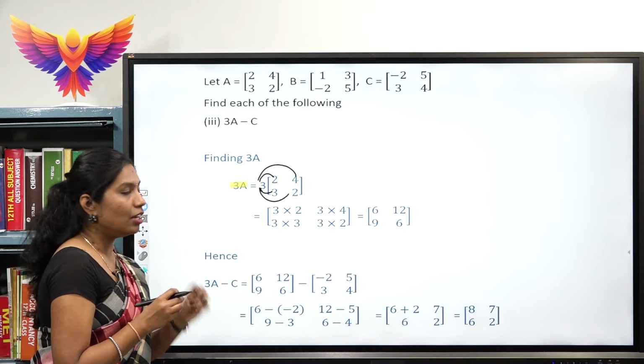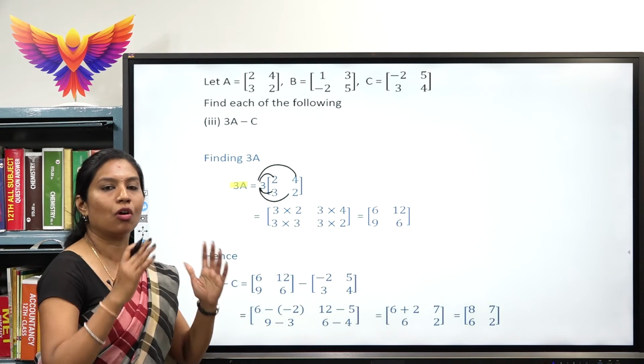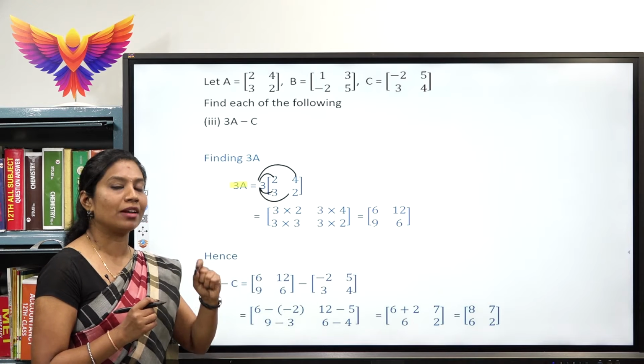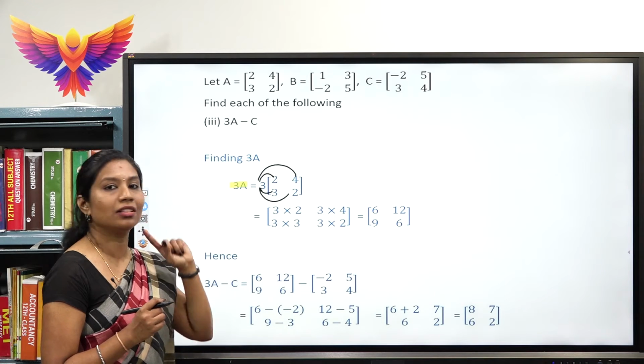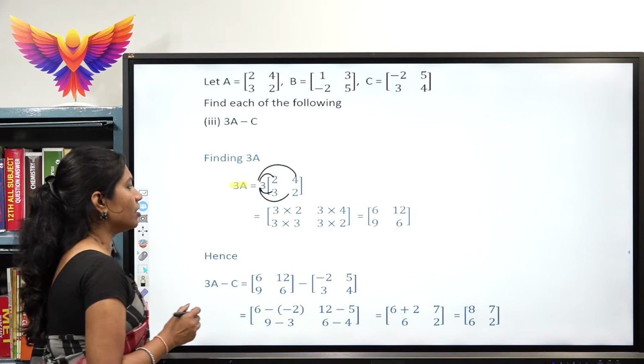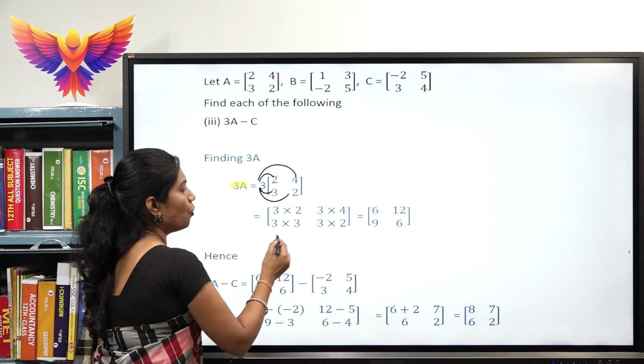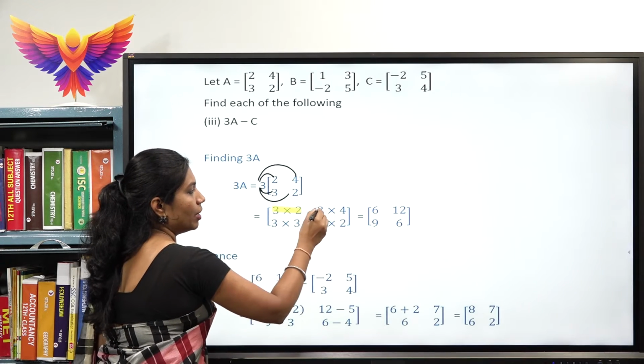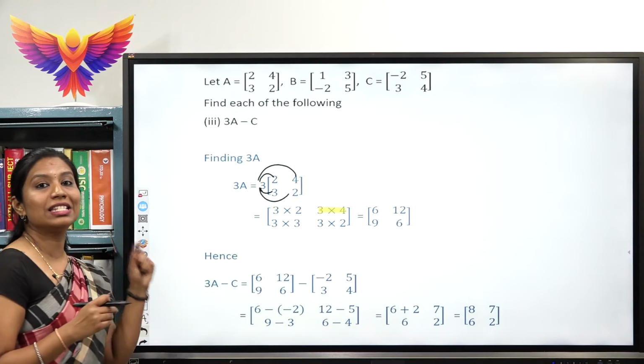Each and every element of a matrix, no matter what the order of the matrix given here is, needs to be multiplied with the scalar that has been given. So, when I simplify this, I get 3 into 2, 3 into 4, 3 into 3 as well as 3 into 2. All these elements I have got. So, I have got what is 3A now.